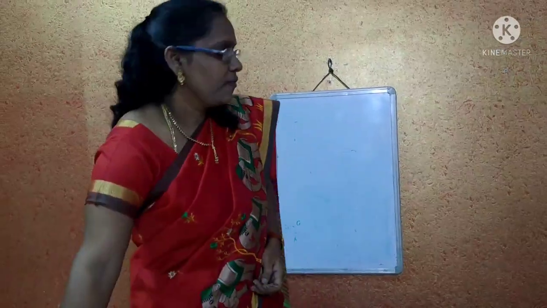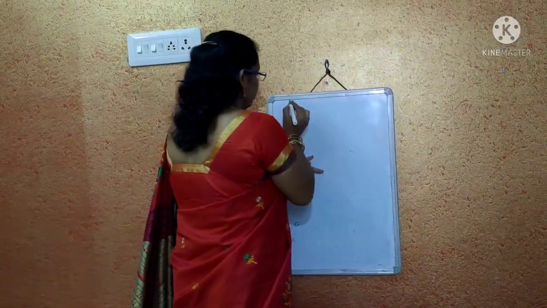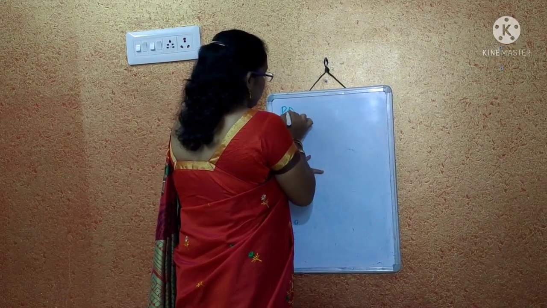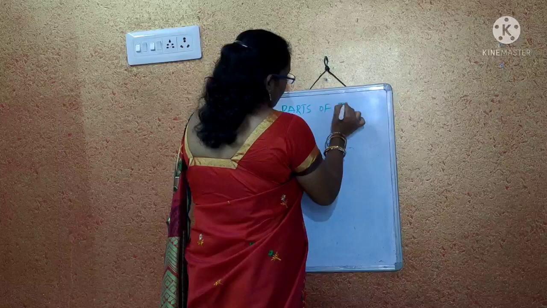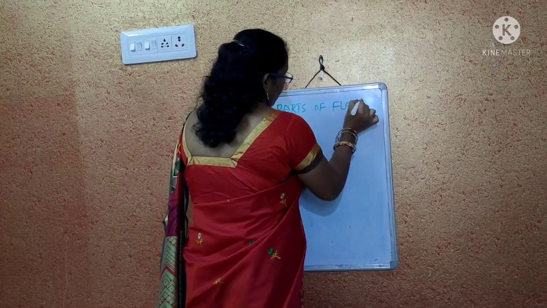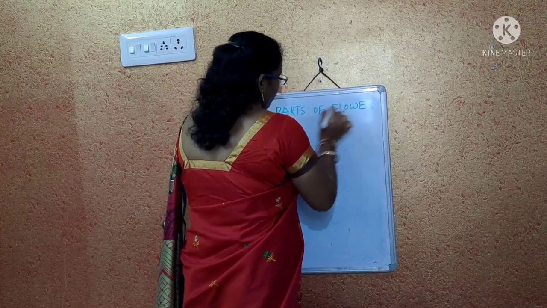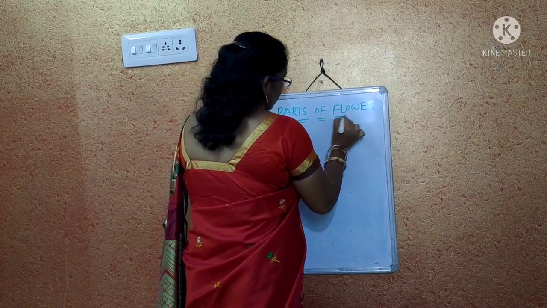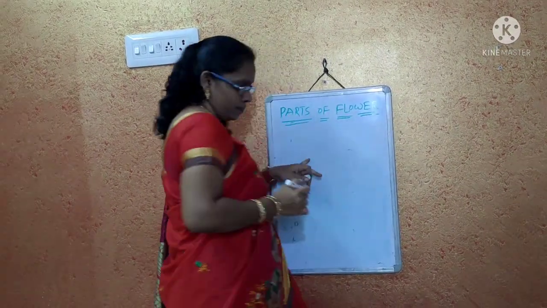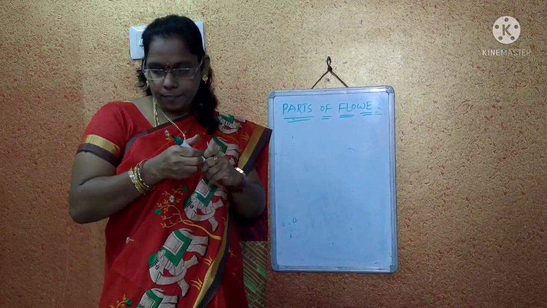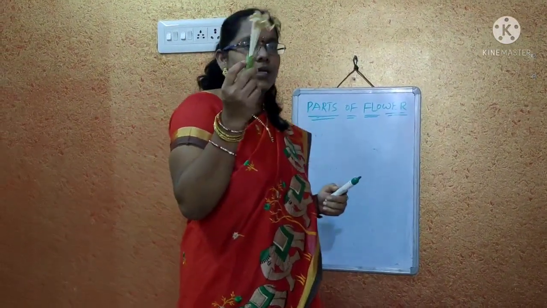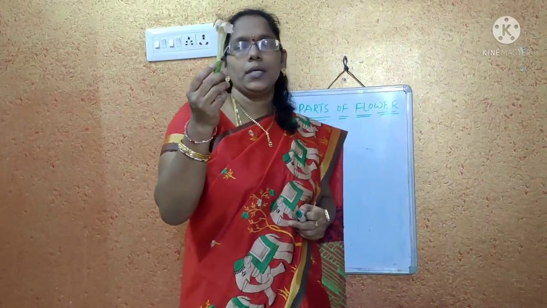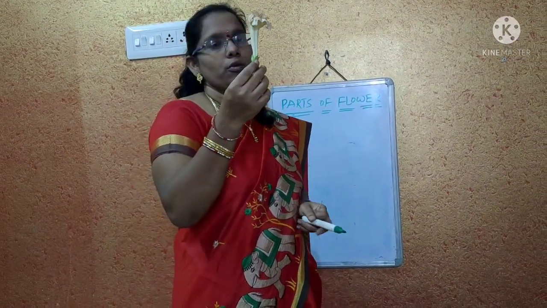Now we are going to know about parts of flower. Children, what is this? Tell me. This is the Datura flower.